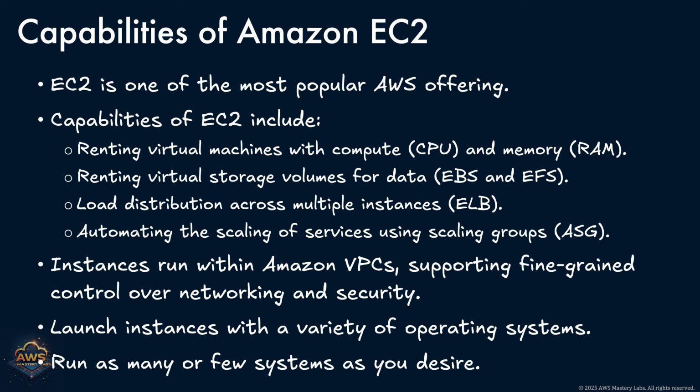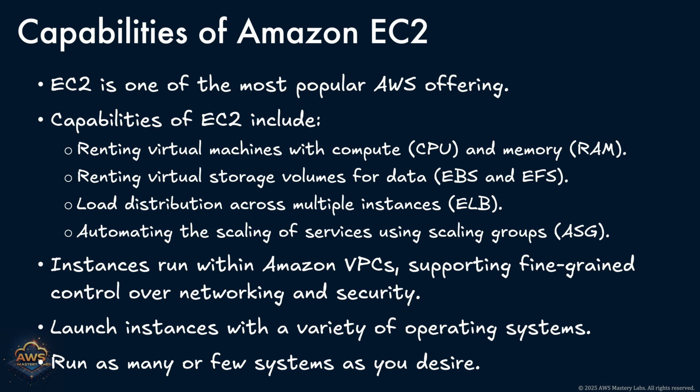To ensure your applications remain responsive under load, EC2 integrates with Elastic Load Balancing (ELB), which automatically distributes traffic across multiple instances. And with auto-scaling groups, your infrastructure can automatically scale up or down based on demand, helping you maintain performance while optimizing costs. Each EC2 instance operates within an Amazon Virtual Private Cloud (VPC), giving you granular control over networking, IP addressing, routing, and security, including security groups and network ACLs.